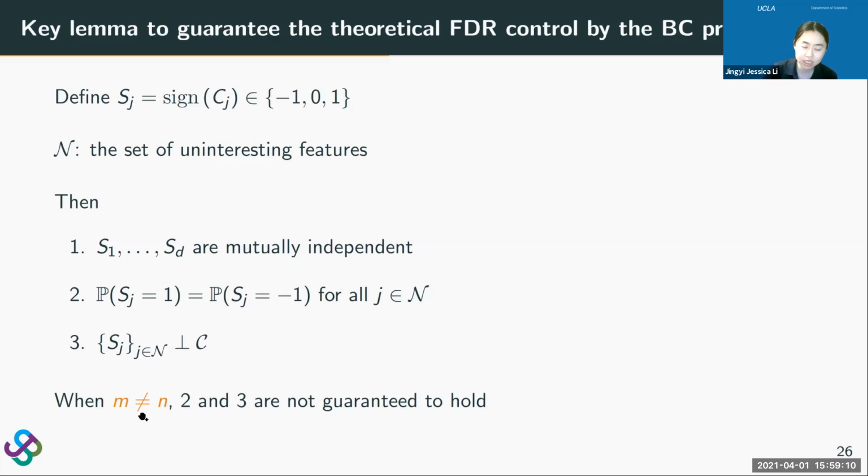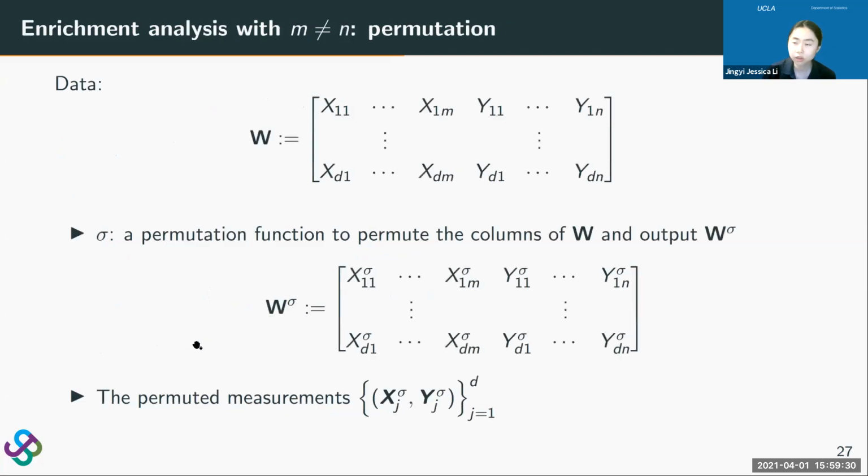But when m doesn't equal n, for the enrichment analysis, conditions 2 and 3 will no longer hold. The reason is that if we consider the sample means from the 2 conditions, when the 2 conditions do not have the same sample size, then their sample means will not have the same variance, and that will cause issues here. So to address that issue, we need to create some negative controls by permuting the data. This is what we do.